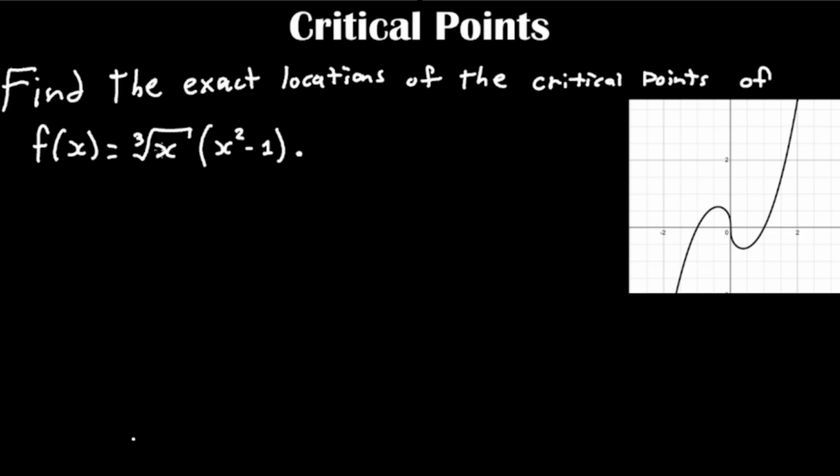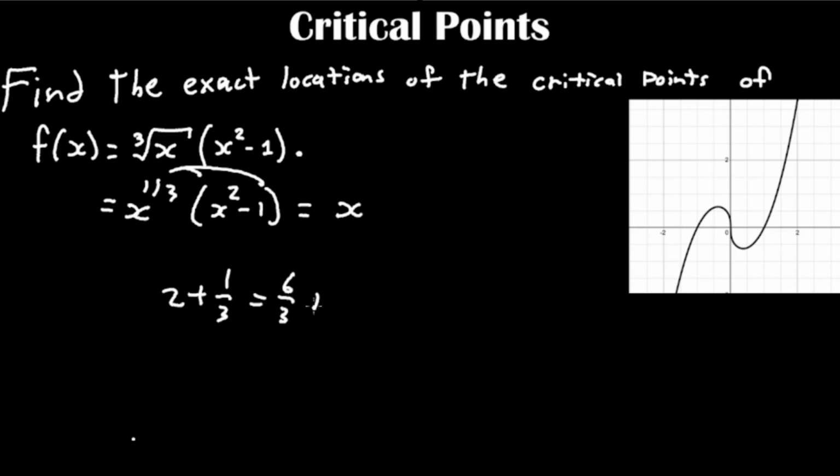Now, we have a cube root. I'm going to write that as a 1/3 power. So x to the 1/3 times x squared minus 1. If we multiply this in, we add the powers here. So x to the 1/3 times x squared: 1/3 plus 2, that's 6/3 plus 1/3, that's 7/3. So we have x to the 7/3 minus x to the 1/3.